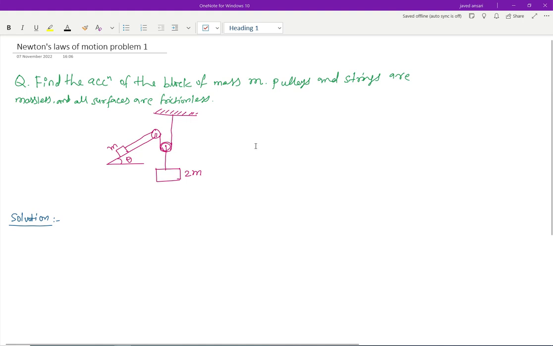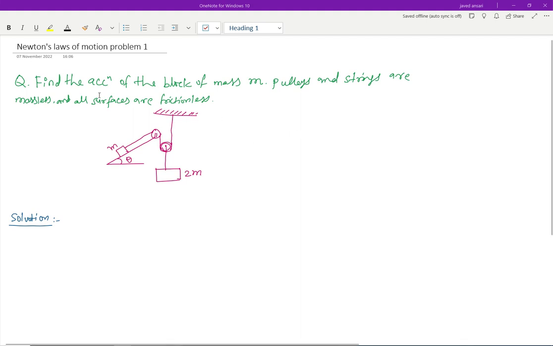Hello friends. So today we are going to start another problem. This problem is a part of Newton's laws of motion. You can solve this using Newton's laws of motion. Okay, so let's start now without wasting time.